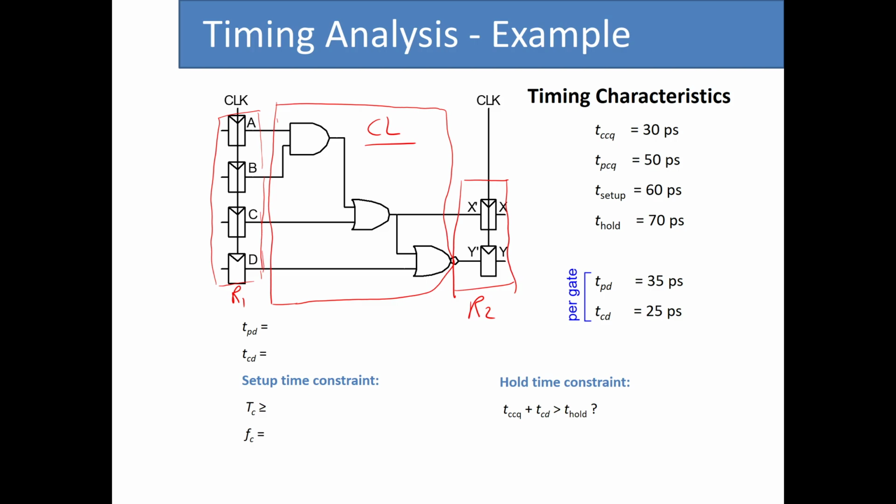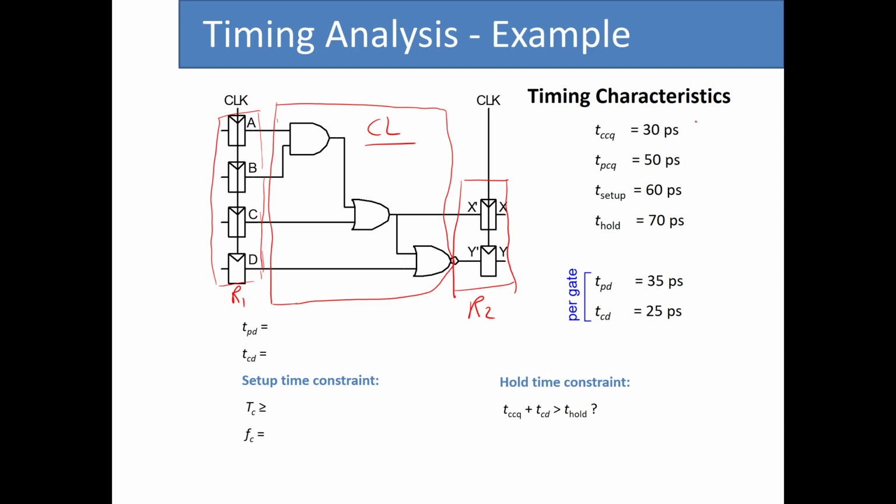So for this example, we have some timing characteristics for the flip-flops and also for the individual gates. So the contamination delay for the flip-flops is 30 picoseconds. The propagation delay for the flip-flops is 50 picoseconds. The setup time is 60 picoseconds and the hold time is 70 picoseconds.